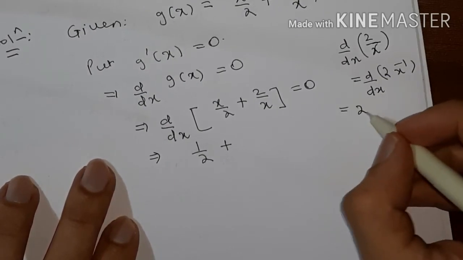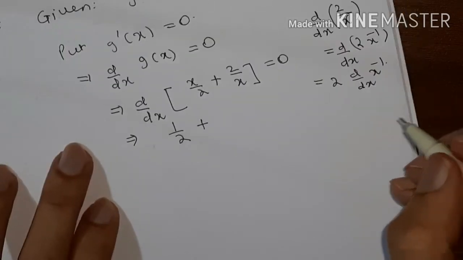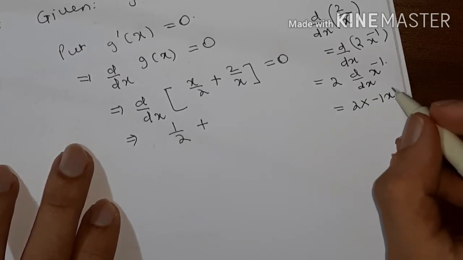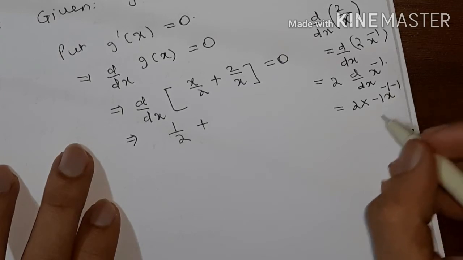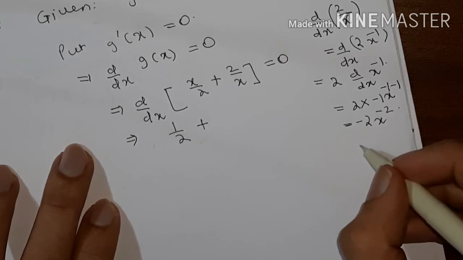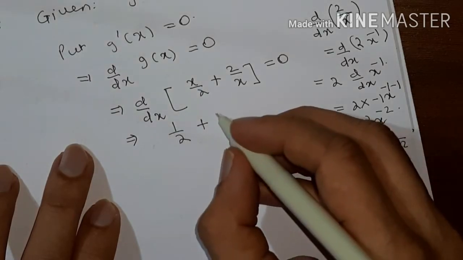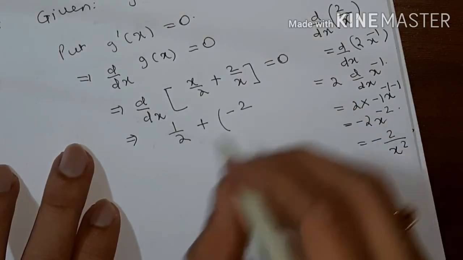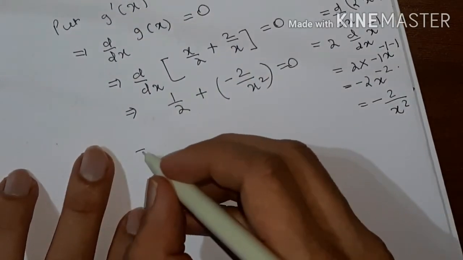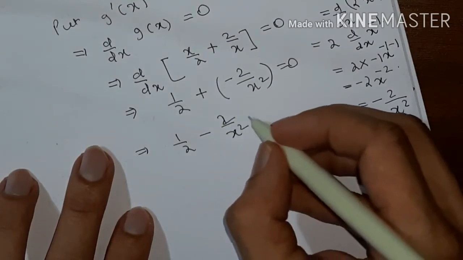Okay, so we can take 2 out because it is a constant. Derivative of x raised to minus 1. Then 2 times minus 1 multiplied by x raised to minus 1 minus 1, right? So that is minus 2 multiplied by x raised to minus 2, which is minus 2 divided by x square. So the derivative of 2x will be minus 2 divided by x square equal to 0, right? So that is nothing but 1/2 minus 2 by x square equal to 0.